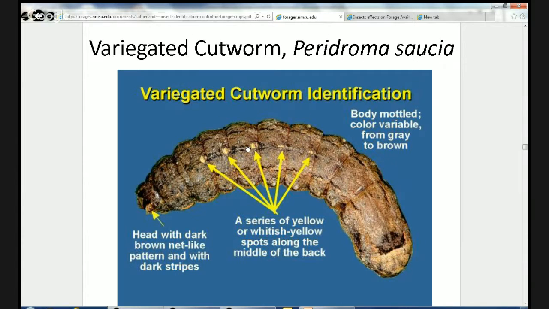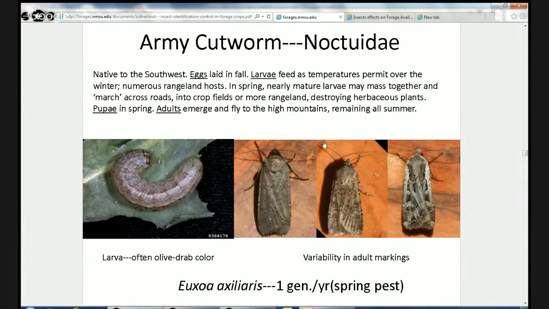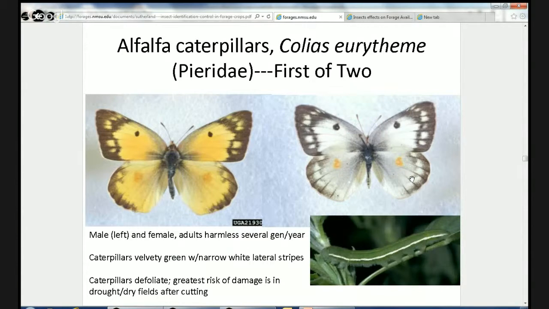There's the variegated cutworm. Not any prettier, that's for sure. And I've seen these moths. I know I have. So now it makes me mad that I didn't squish them at the time because I don't want those in our field. And I've seen those butterflies for sure, but we're not talking about cutworms now. We're talking about alfalfa caterpillars. I've seen those butterflies all over the place. The male and female adults are harmless, and in fact, they probably are actually beneficial because they pollinate. But the caterpillars defoliate, and that's bad.